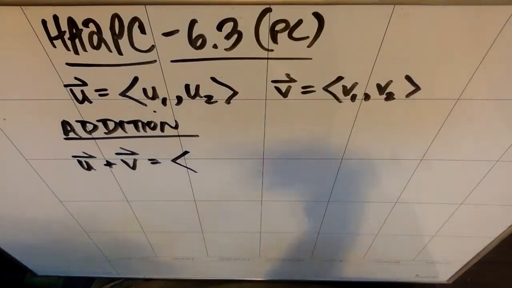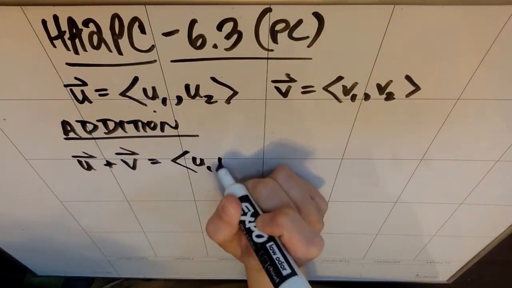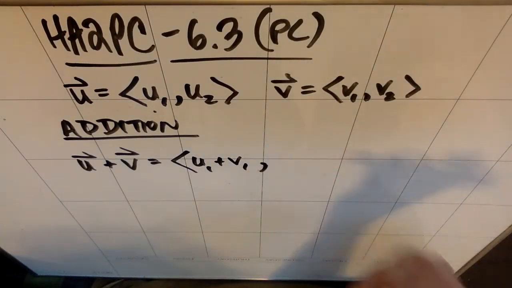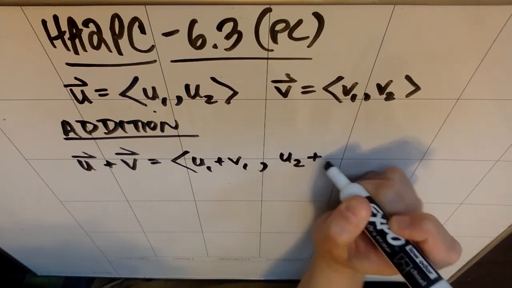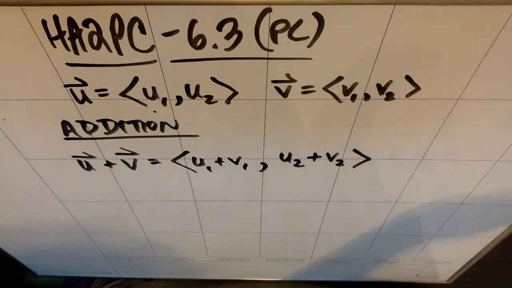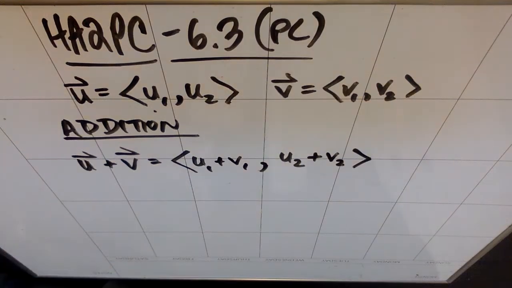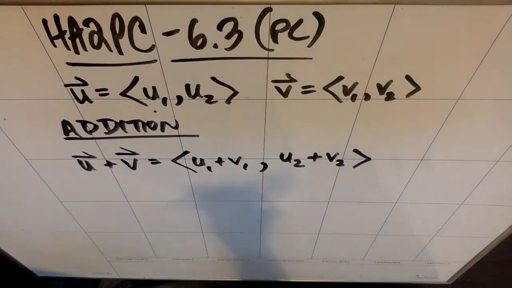So I'm going to add the horizontal components, meaning u1 plus v1 will be my new horizontal component, and u2 plus v2, my vertical components, will be my new vertical component. We'll give an example of that in a sec, but essentially it's very intuitive. You do exactly what you would expect.